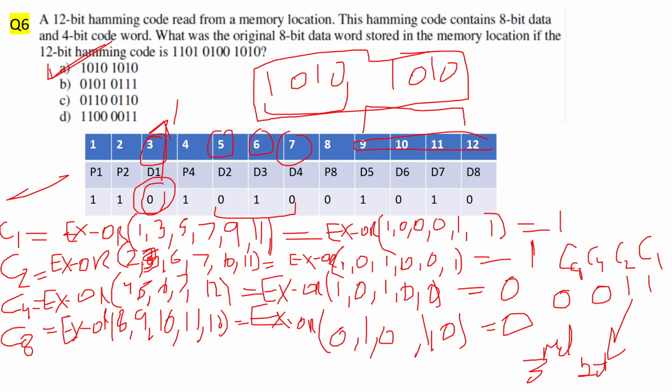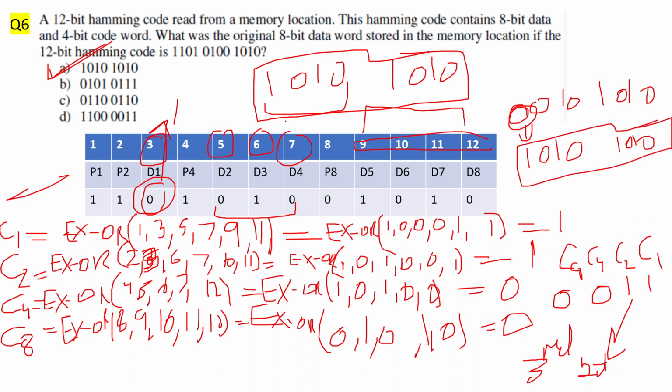So after the whole process, I found out that the error was at bit position 3. So 3 means data 1. So if there was no error in the received code, my data word would have been 00101010. But I found out that there was an error at D1. So I found out this 0 is not correct, so it should be 1. So I wrote 10101010. So this was my original data word.